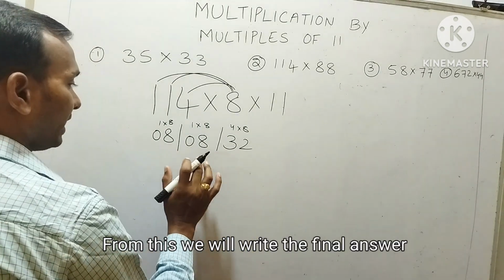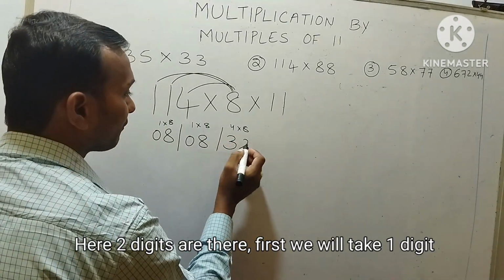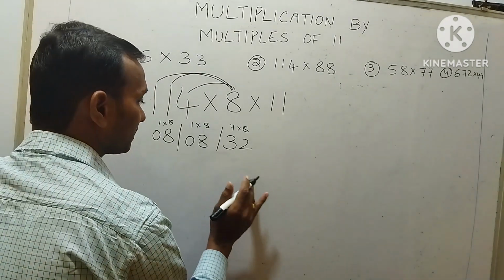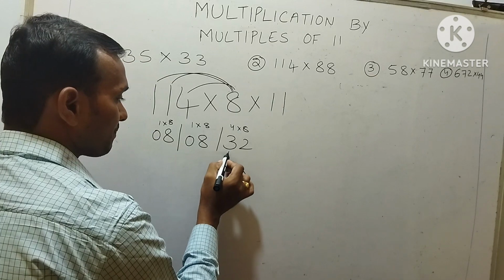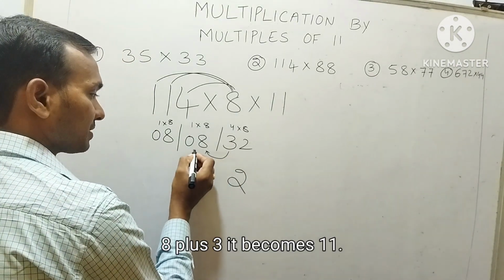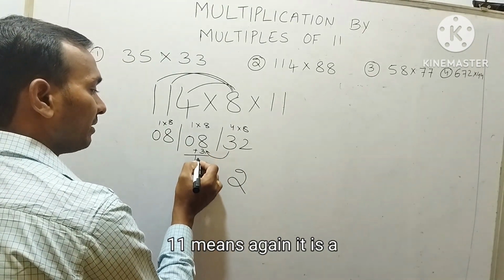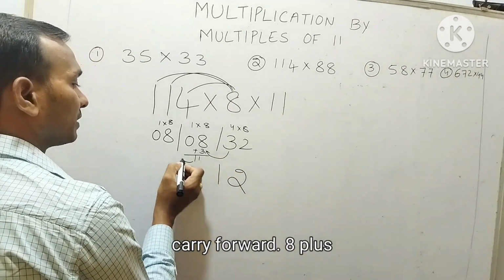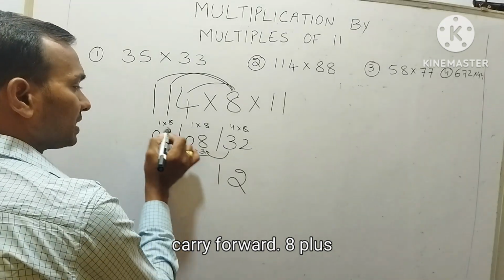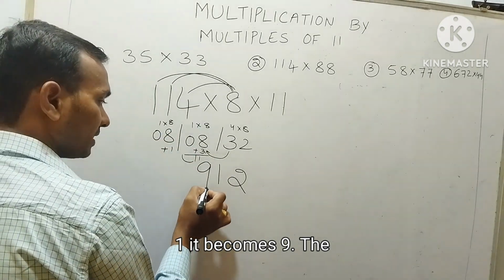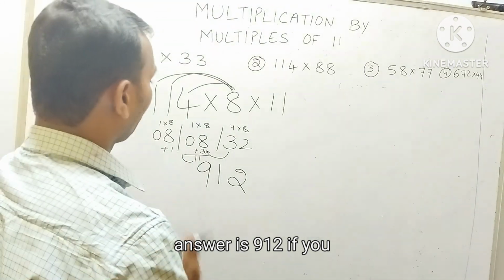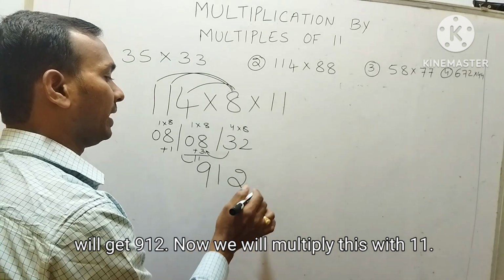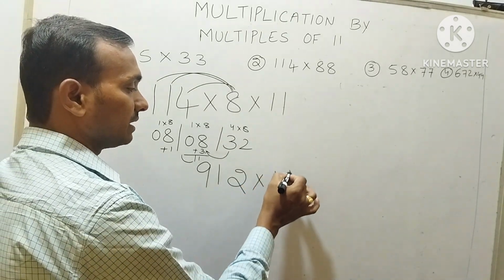From this, we will write the final answer. Here 2 digits are there. First, we will take 1's digit. We carry forward the 10's digit to next number. 8 plus 3, it becomes 11. 11 means, again it is a 2-digit number. We take 1 here, 1 carry forward. 8 plus 1, it becomes 9. The answer is 912. If you multiply 114 with 8, we will get 912. Now we will multiply this with 11.